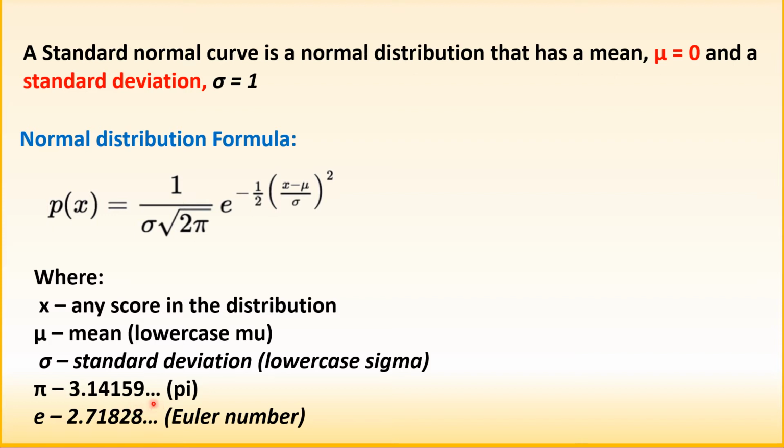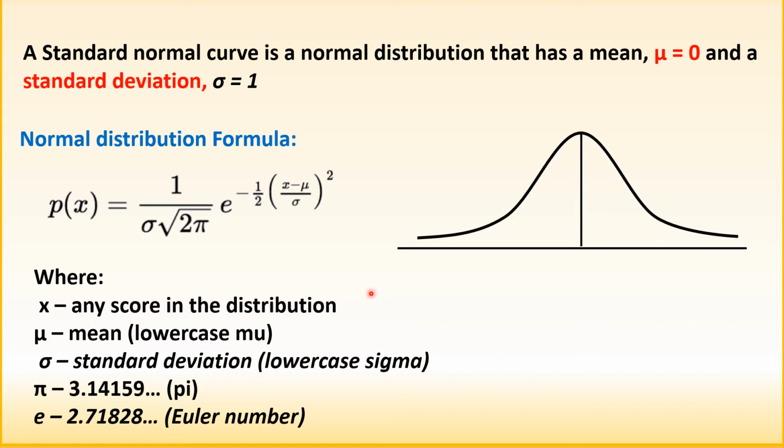Then yung tatlong tuldok dito, we call that ellipsis. So, ibig sabihin, may kasunod pa siyang numbers. And then, the Euler number, the value is 2.71828. Then we have here ellipsis also. So, ibig sabihin, may kasunod pa siya. Then, kapag ginamit natin tong formula na to, any value of the standard deviation, mean, and x, ang graph natin ay bell curve.